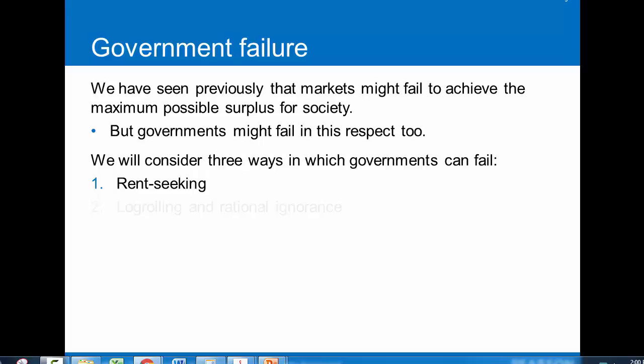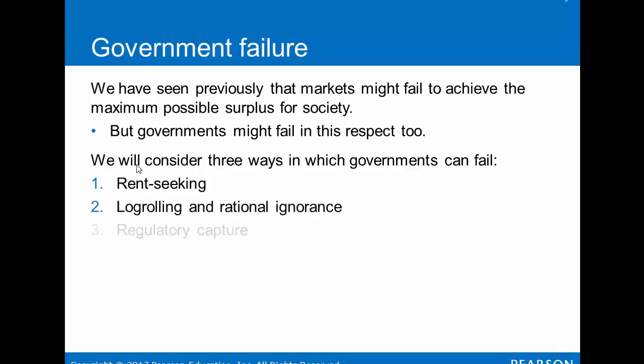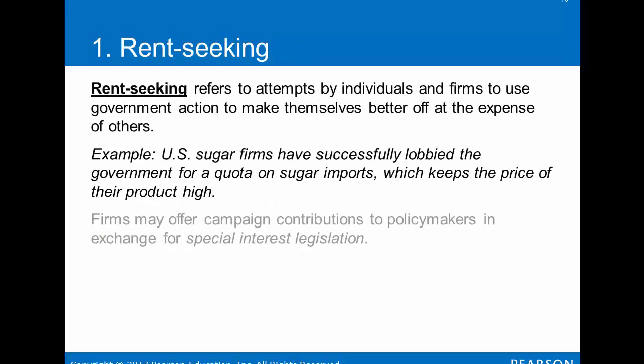So we've seen previously that markets might fail to achieve the maximum possible surplus for society, but governments might fail in that respect too. We will consider three ways in which the government can fail: rent seeking, log rolling and rational ignorance, and regulatory capture. Rent seeking refers to the attempts by individuals and firms to use government action to make themselves better off at the expense of others.